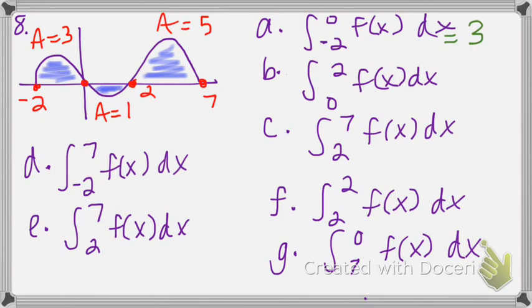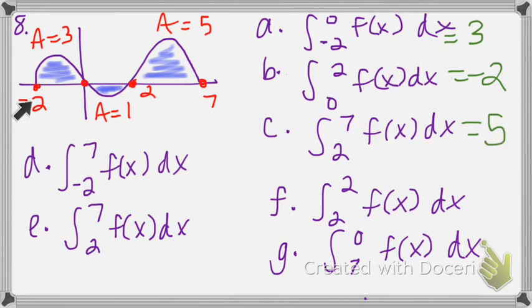Next it says the integral from 0 to 2. So there's 0, there's 2. This is below the x-axis, so it's not just 1. Because it's below, it's -1. Next says integral from 2 to 7. So here's 2, here's 7. It's just this part right here. We know the area is 5, so this is 5.